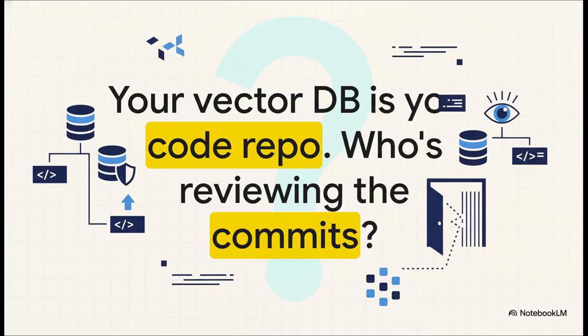So let me leave you with a completely new way to think about this problem. The process of adding information to your AI's knowledge base, it's not just data entry anymore. Your vector database is now as critical and as vulnerable as your code repository. So the question you need to go back and ask your team is this: who is reviewing the commits? Because if you aren't treating data ingestion with the same rigor you treat a code review, you're leaving the front door wide open.